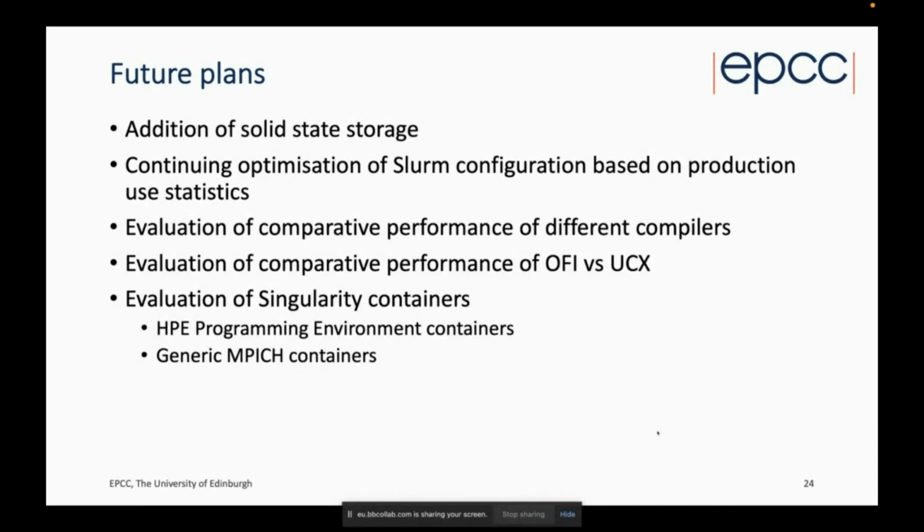We want to provide some more useful information for users. So, for example, looking at the comparative performance of different compilers, you could be aware there's the three compiler suites on the system. What advice can we provide for users there? Comparative performance of OFI versus UCX. I mentioned that we've started some work there, but there's still a lot more that needs done. We're doing some work with containers as well, both in terms of generic containers that are portable between systems.